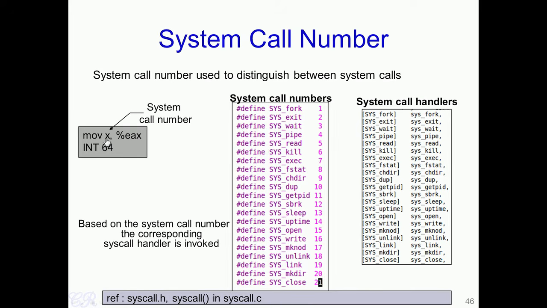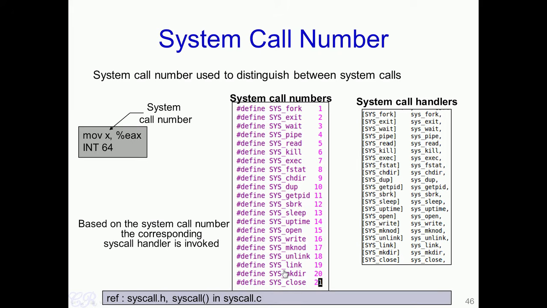system call was invoked. For example, in XV6, if we look up these particular header files, we would see the various system call numbers defined. For example, over here we have each system call given a specific number. For example, sys_fork given 1, sys_exit given 2, and so on.